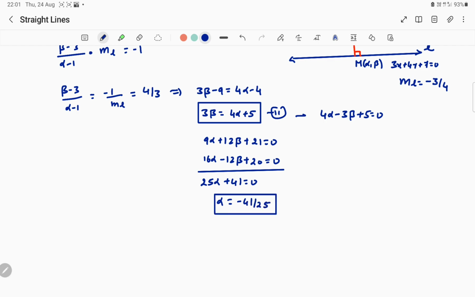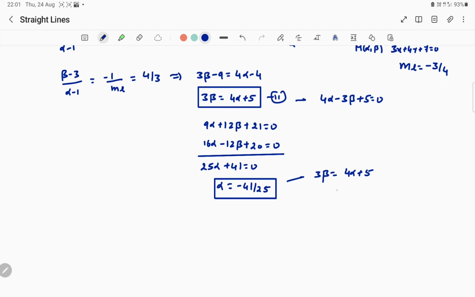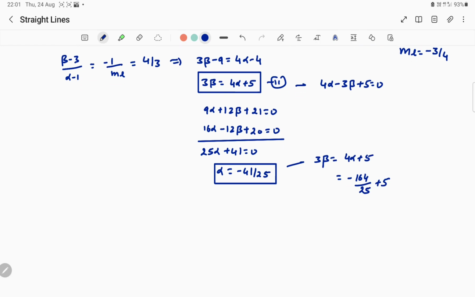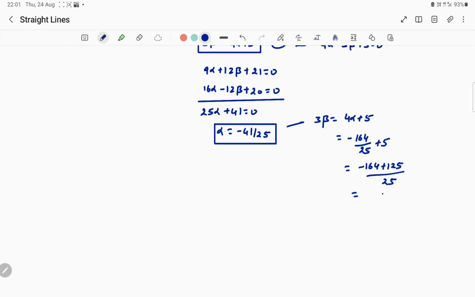What is beta? We know that 3 beta = 4 alpha + 5. Evaluate it. 4 alpha is -164/25, plus 5. When you simplify this, 25 fives are 125. So how much did we get, guys? We get (-164 + 125)/25, which is -39/25, so beta is -13/25.